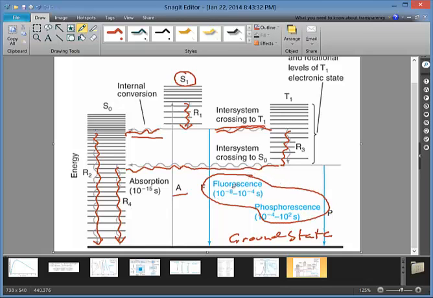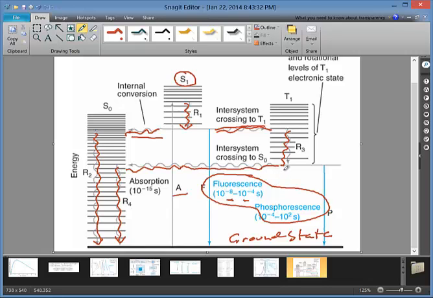And the slight difference between fluorescence and phosphorescence is that fluorescence happens between the singlet state and the ground state, and phosphorescence requires this intersystem crossing first to go from the triplet down to the ground state. Notice that there are some time differences here: fluorescence is very fast, on the order of microseconds, sub-microseconds, down to sub-milliseconds, and phosphorescence is a little bit longer.